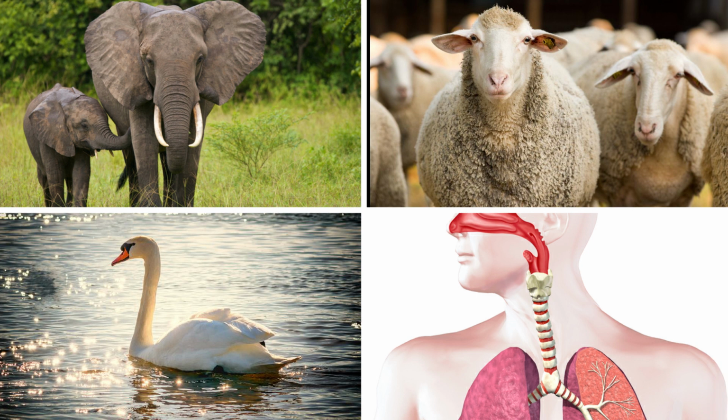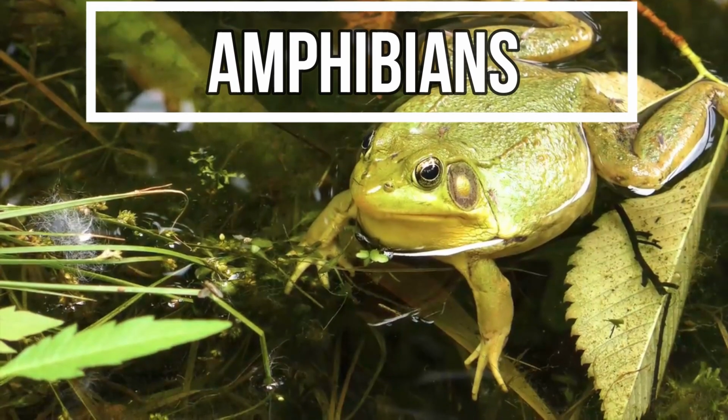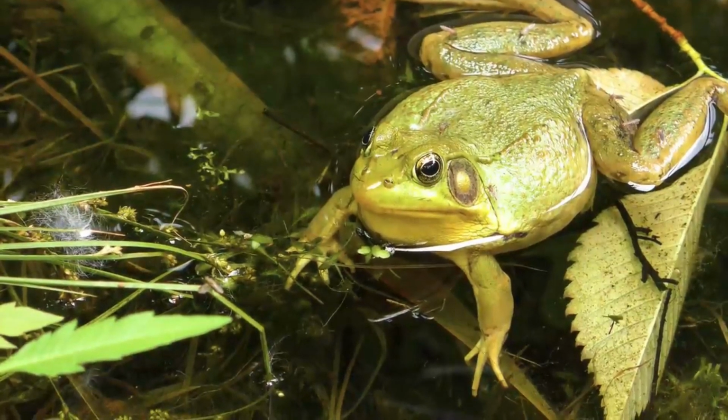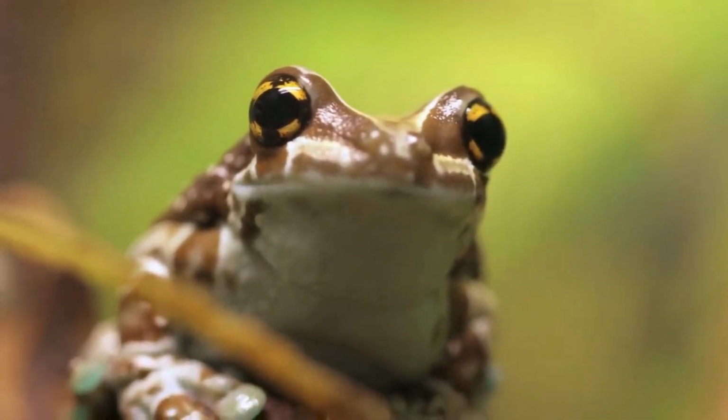Lungs. Animals such as reptiles, birds, and mammals take in air through their nose. The air that enters through the nose is carried to a structure called lungs. Amphibians such as frogs have a pair of lungs that helps them to breathe on land, and when they are in water they breathe through their moist skin.